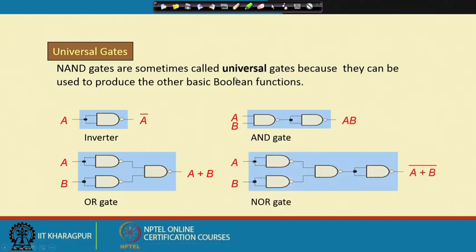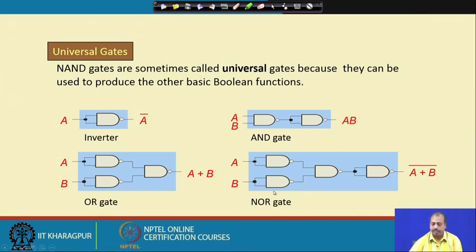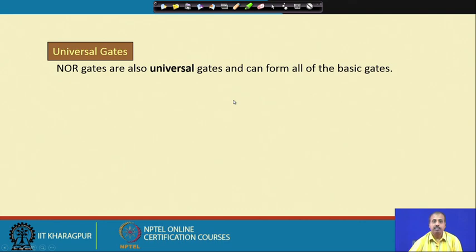Similarly, you can also realize the NOR gate using a similar technique. Up to this much is the OR gate, and if you need a NOR gate, you can just put another NAND gate as an inverter at the end, and that will give you the NOR gate. So, the NOR gate can also be obtained from NAND gates, and all the gates can be obtained. Similarly, apart from the NAND gate, we have the NOR gate as another universal gate.